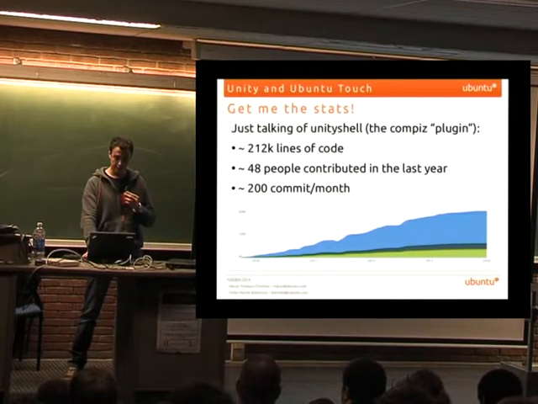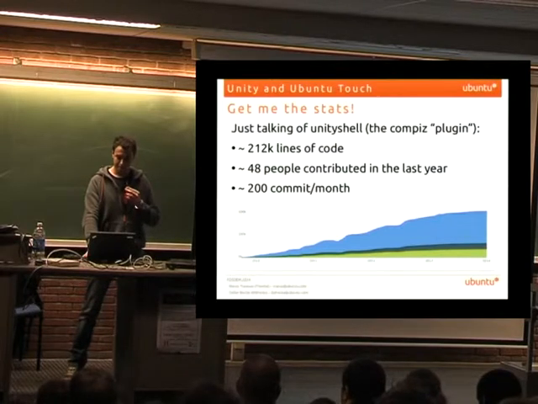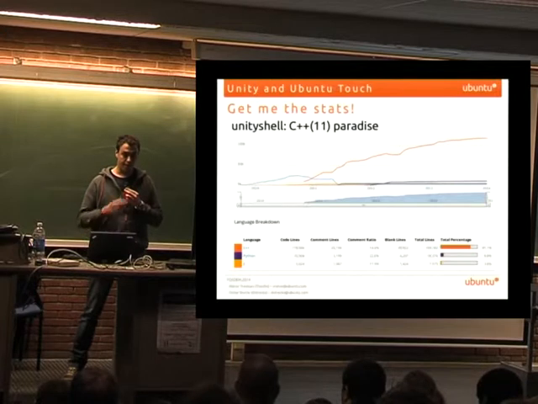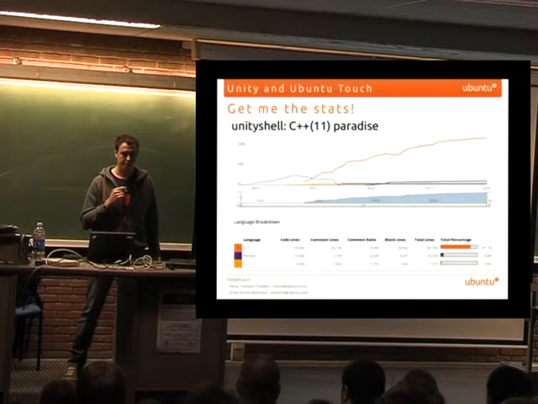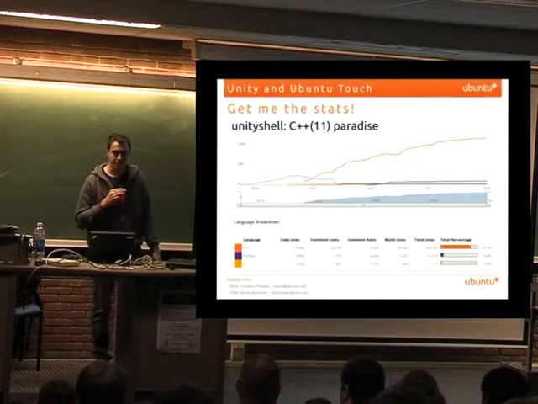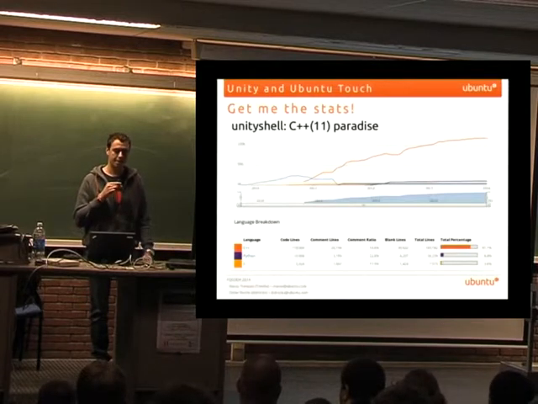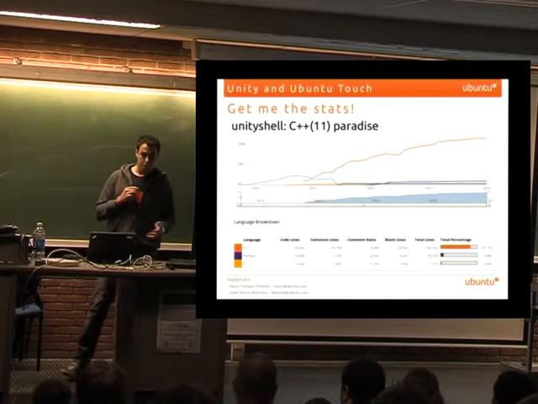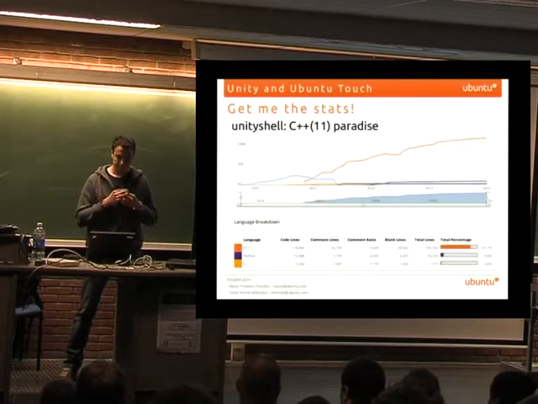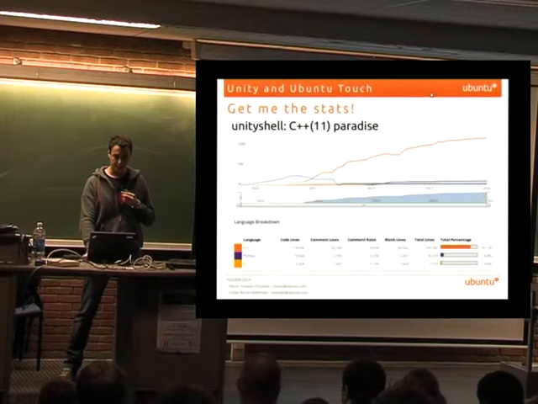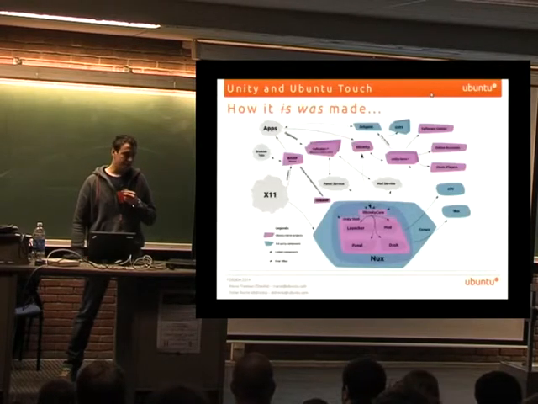So the code has grown a lot. We still have lots of contributions to the code, and we are keeping it in good shape for the next release. Everything is written in C++, mostly C++11, using the cool C++11 features. The choice of language came from the fact that Compiz is basically written in C++, and also because we wanted to get maximum performance from our shell, starting from the language we use.